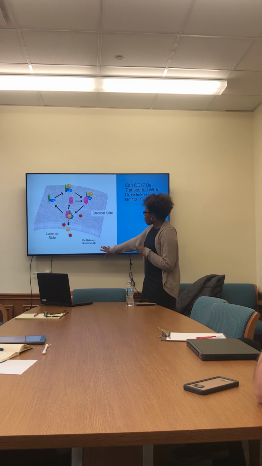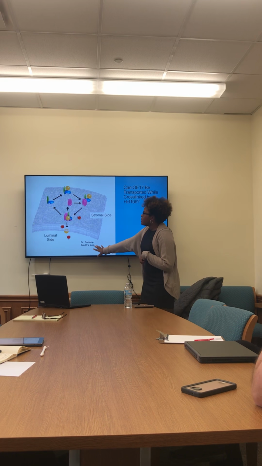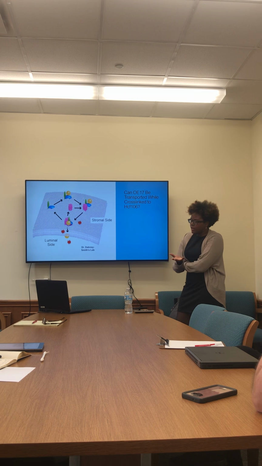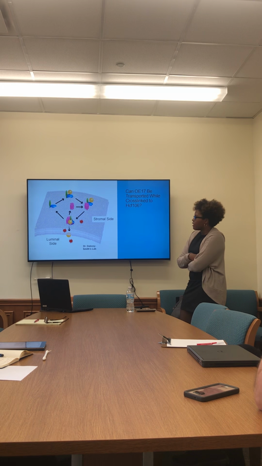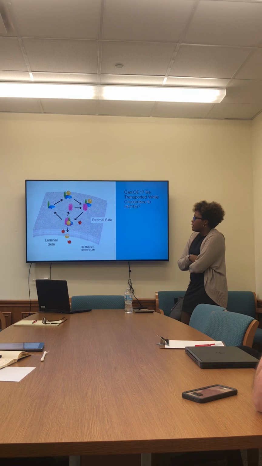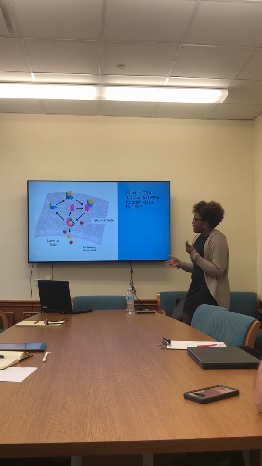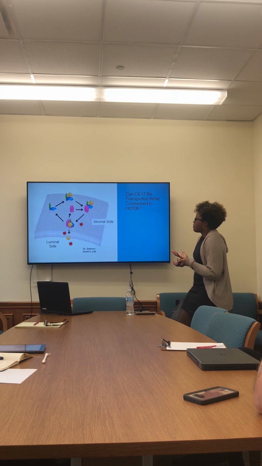So I was thinking if it was still in contact with HCF106, maybe in the N-terminus, even after it's transported, maybe it has a role in stabilizing it while it's being processed in the stroma. Might be something like that, but I was curious about it.